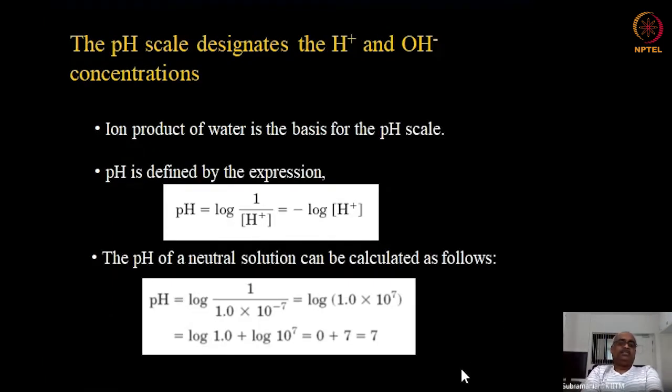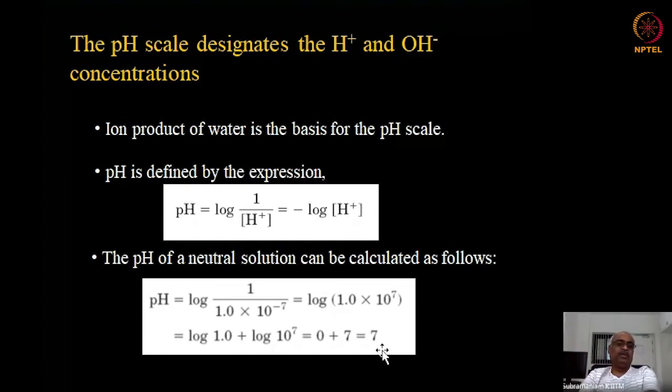So pH is defined as the negative logarithm to the base 10 of the hydrogen ion concentration. Okay, log 1 by H plus concentration. So you can rearrange and write it as minus log proton concentration. And so at neutral pH, this is 10 power minus 7. And if you solve this, you get 7 as the pH. So negative log to the base 10 of 10 power minus 7 is 7. So the neutral pH is equal to 7.